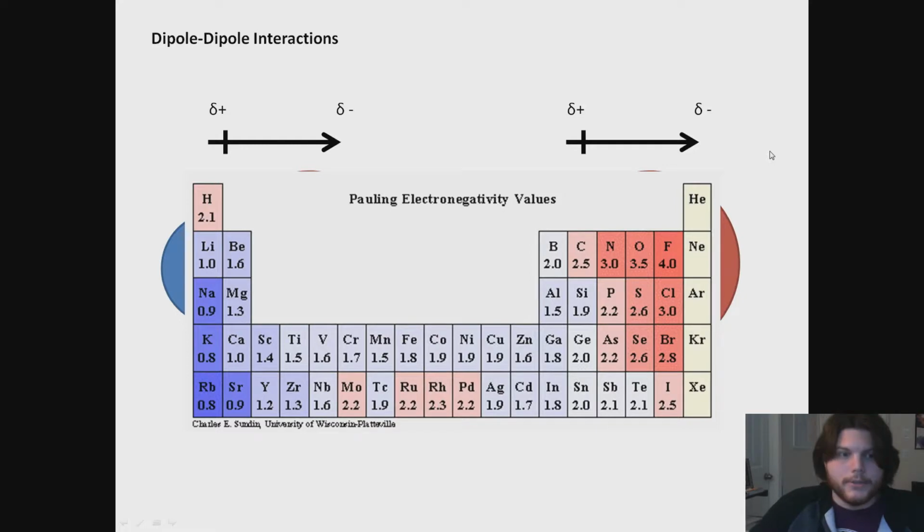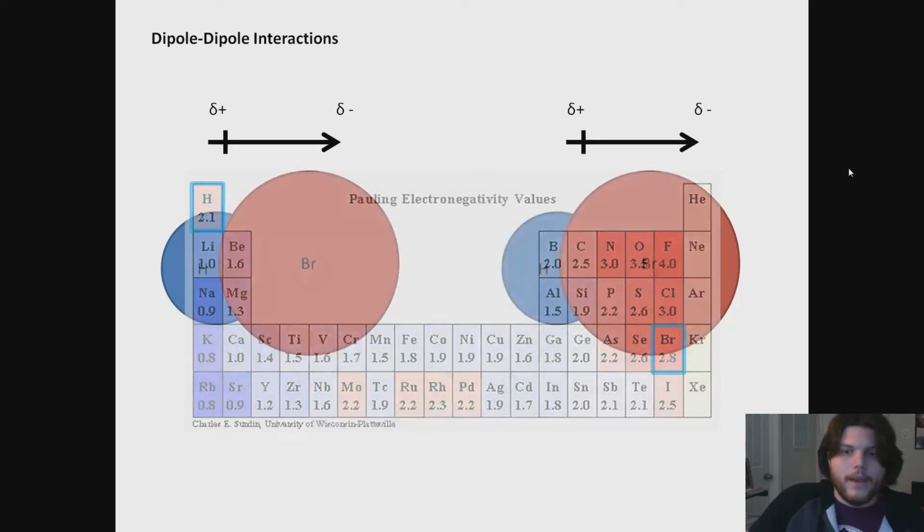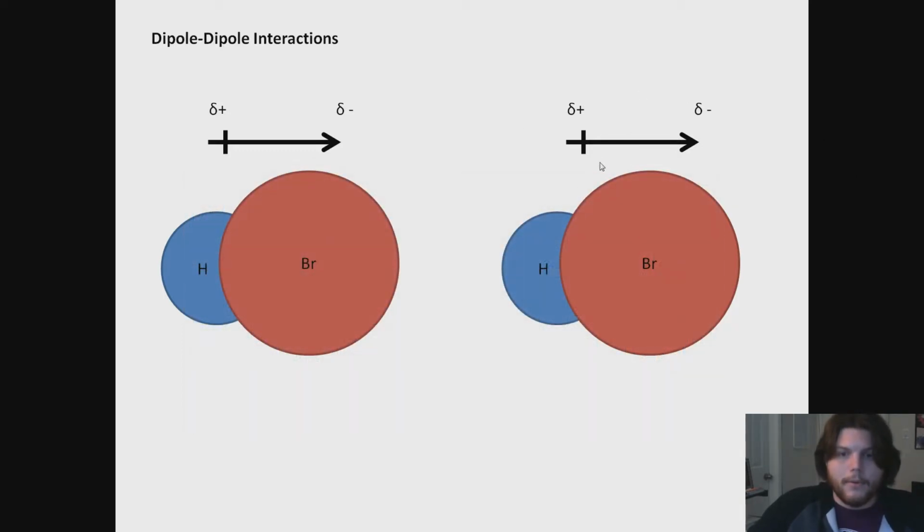So here you can see electronegativity on the periodic table. Bromine down here has a higher electronegativity than hydrogen, which lies up here. So therefore, we should see the bromine attract more of the electron density towards it and away from the hydrogen. This will leave us with a positive dipole on the hydrogen with a negative dipole on the bromine. This will cause an attraction between the positive and the negative dipoles, which gives us this dipole-dipole interaction. Pretty simple.